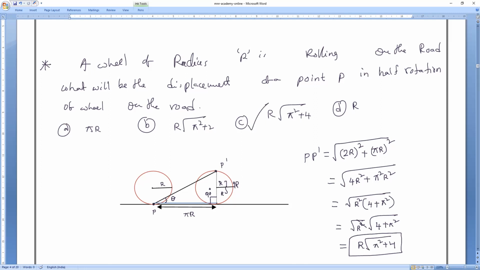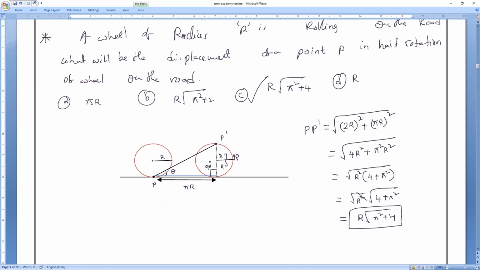Now find the theta, Rudreshwar, fast. Theta means mathematics, we will apply a right angle triangle. So what is theta? Actually it is tan theta. Tan theta is equal to 2R divided by pi R. 2R divided by pi R, that is perpendicular divided by base.